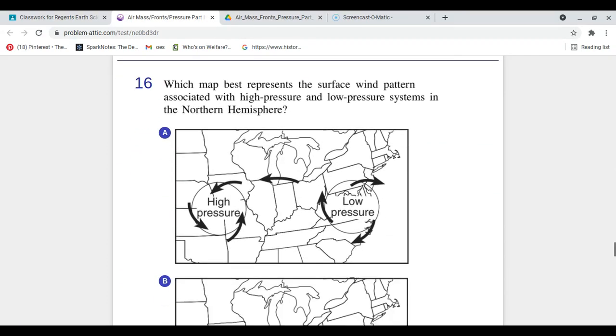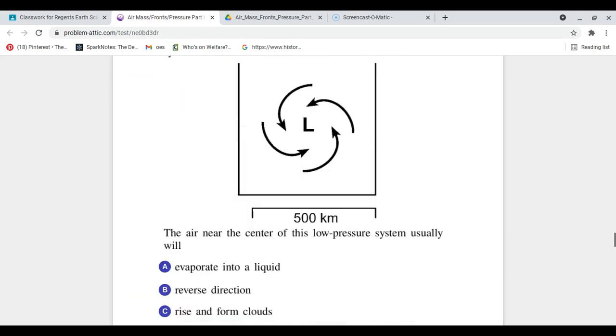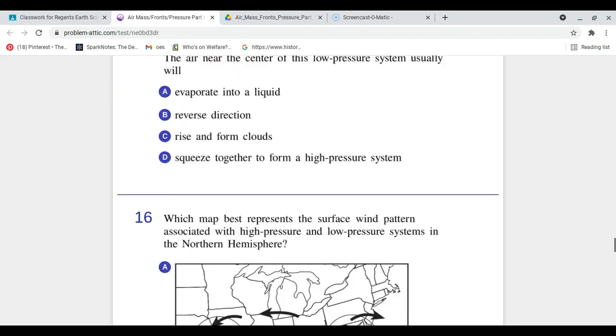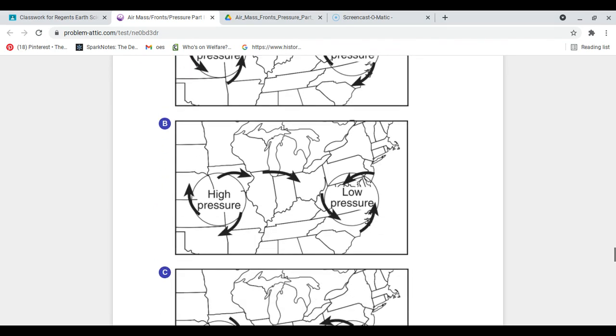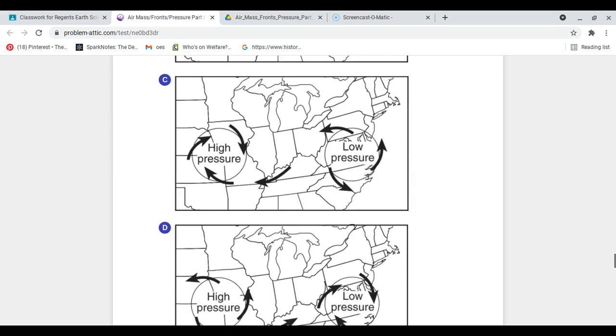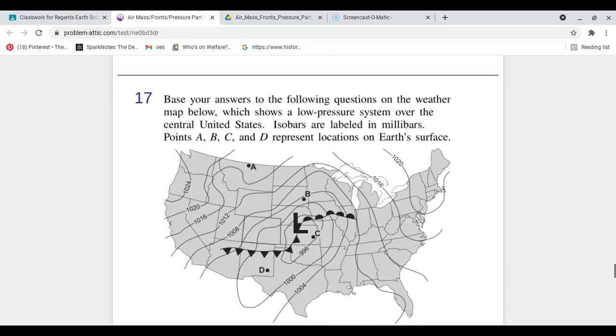Number 16. Which map best represents the surface wind pattern associated with high pressure and low pressure systems? So we kind of just figured that out with low is lousy, and that picture basically gave you that. So I'm not going to give you any hints on that one. Do your best with that one. Okay, are we good?